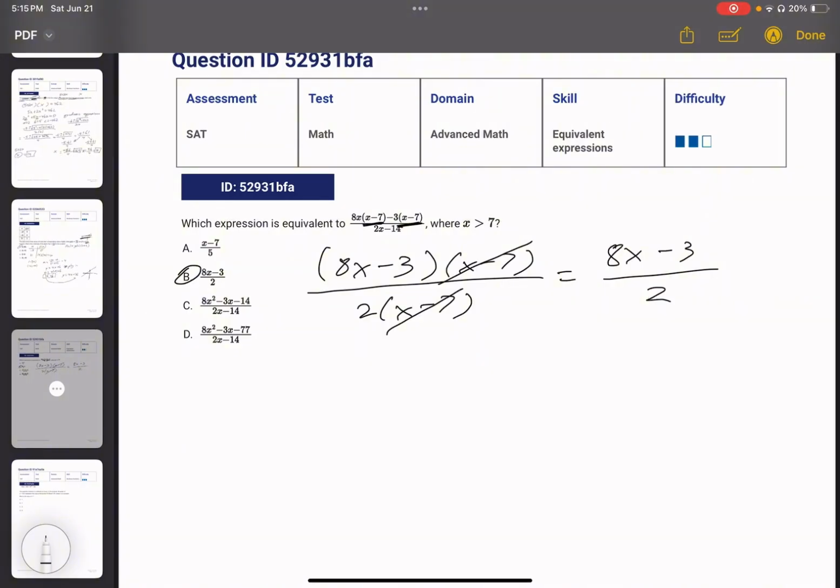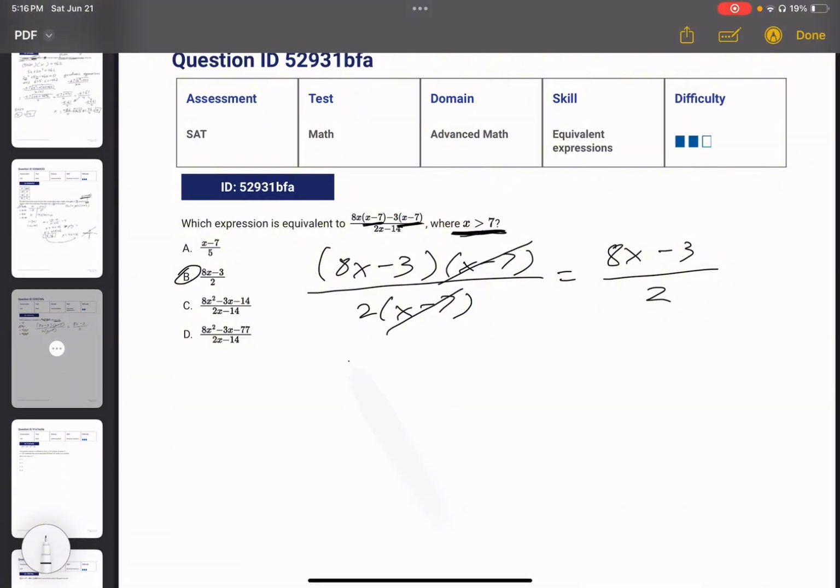And where x is greater than 7, this just means that the value from this expression has to be a real number, because if it's 7, it's going to be undefined. So it's just pretty much saying it has to be a positive number. Because let's say you plug in 7 here.